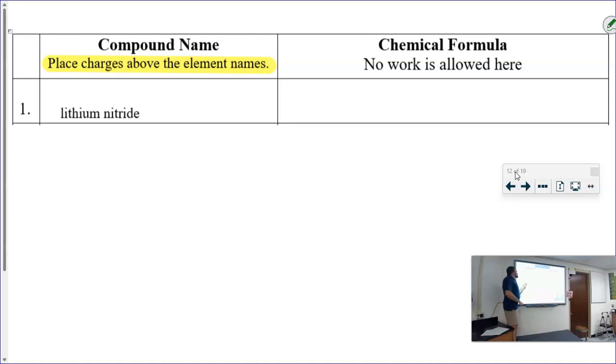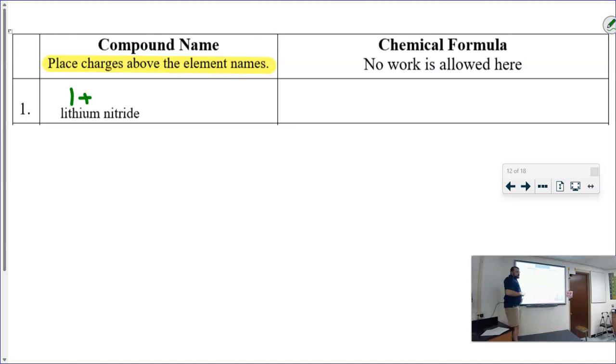Here I go. Lithium. Lithium is element number 3. When I look that up, in that little box, I should see a 1+ charge. I'm going to write that right above. Okay? That's highlighted right here on my smartboard. On your sheet, it says the same thing. Please place the charges above the elements.